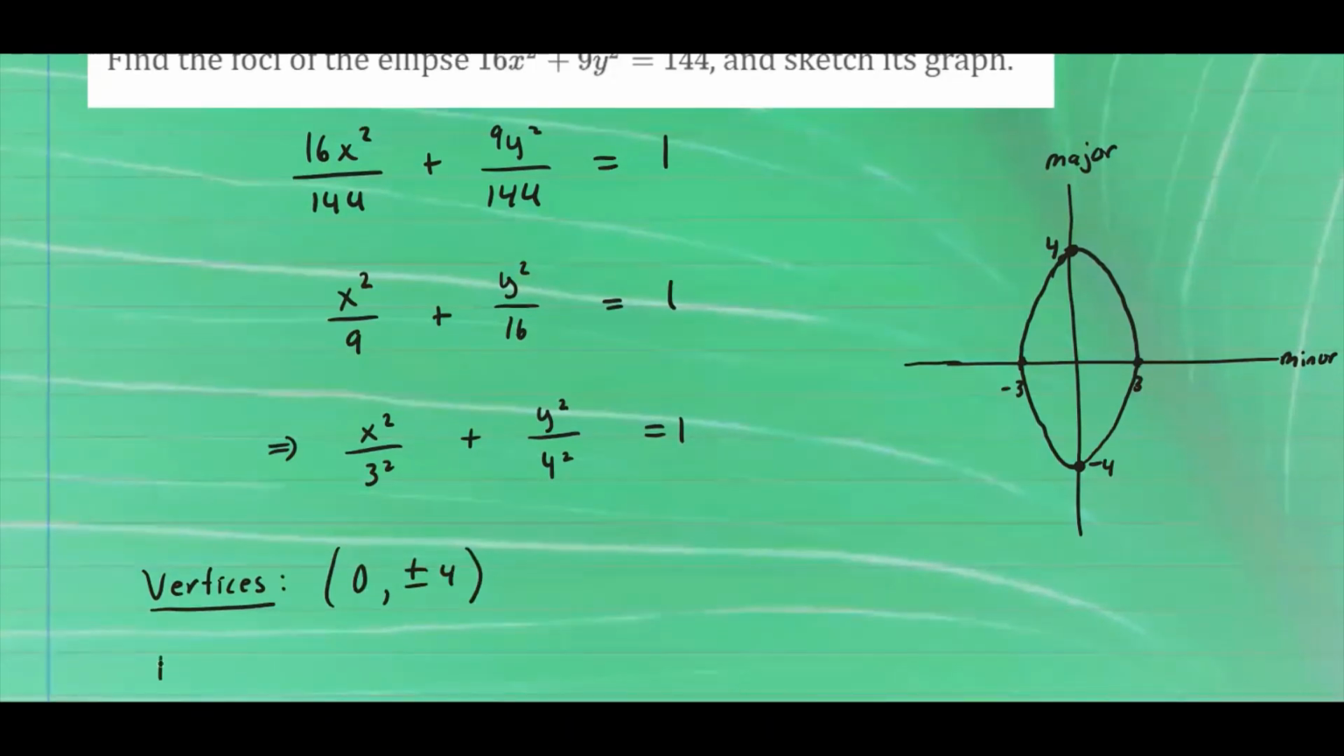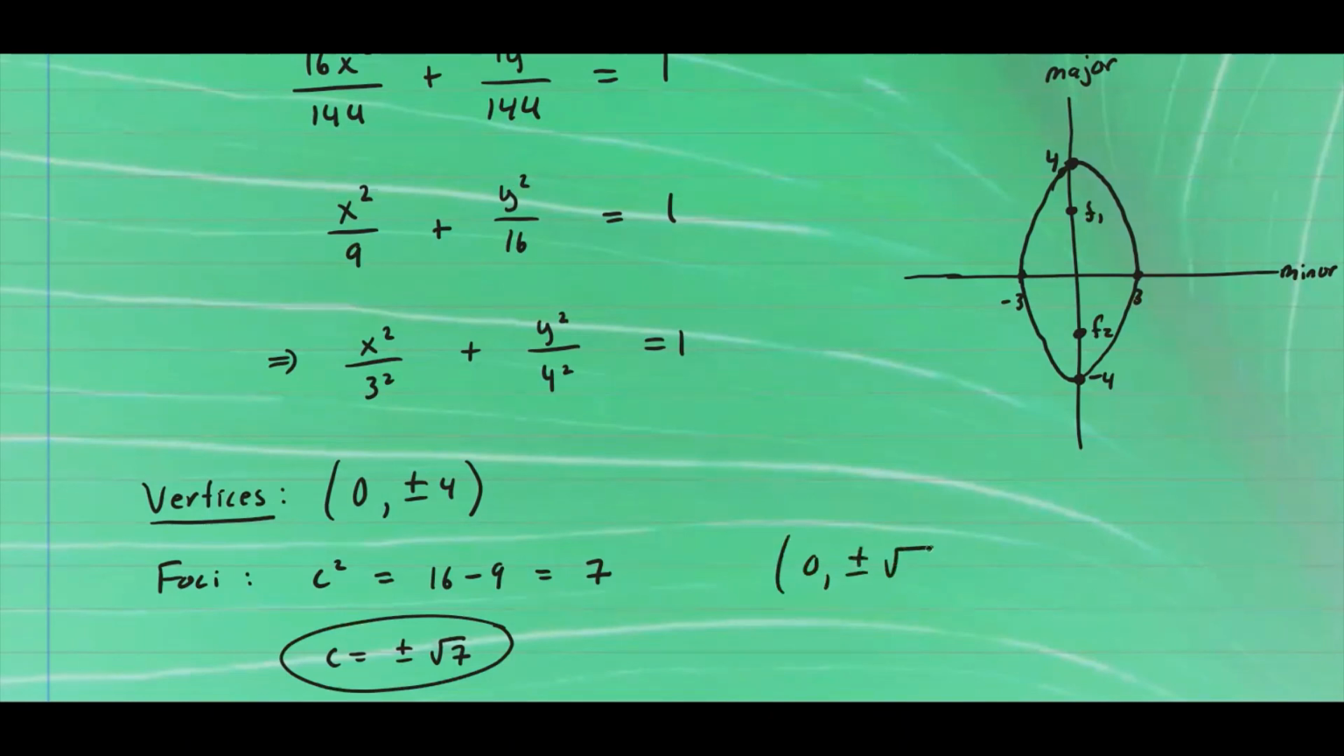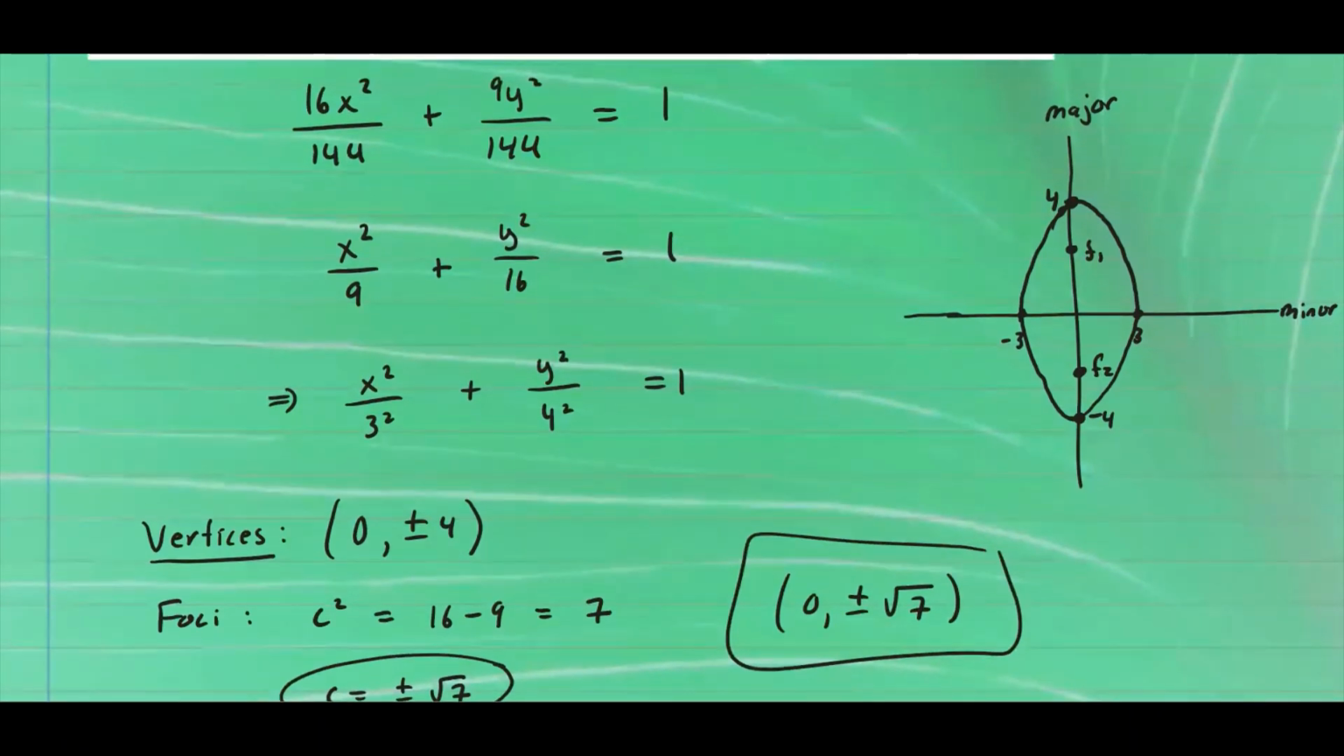And now for the foci, we're going to use the formula. C squared is equal to, again, you will do the larger value of the denominator minus the smaller value. So we will do 16 minus 9, and that will give us 7. And finally, we take the square root to find c. So c is equal to plus and minus square root of 7. So those are the foci, and they're somewhere around here. So those are the foci, F1 and F2. And you can write them as coordinates. So you have 0, comma, plus and minus square root of 7. There we have it. So another graph of an ellipse along with vertices and foci.